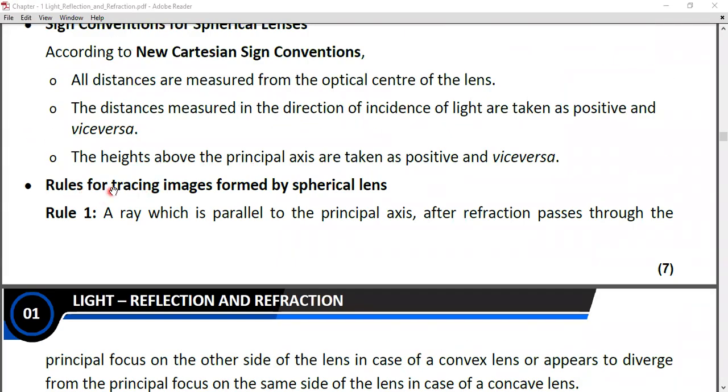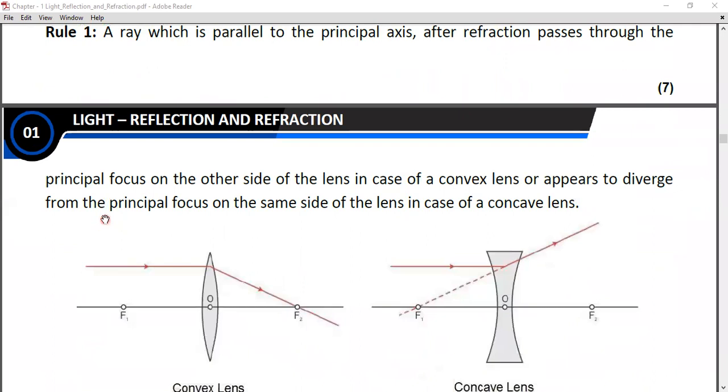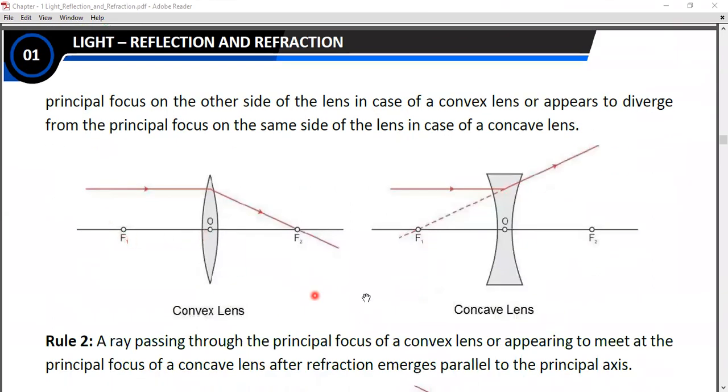Students, in case of rules for tracing images formed by spherical lenses, the first rule is to take the convex lens as well as the concave lens simultaneously. When the light ray is falling parallel to the principal axis like this, then after refraction it passes through the focus on the other side.